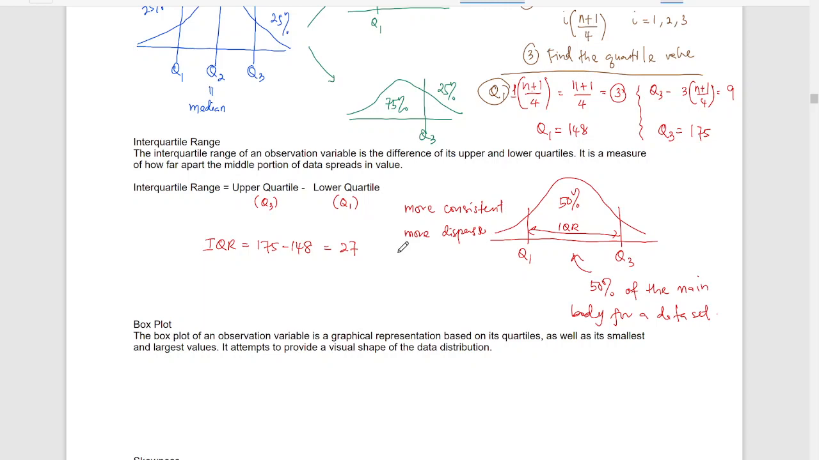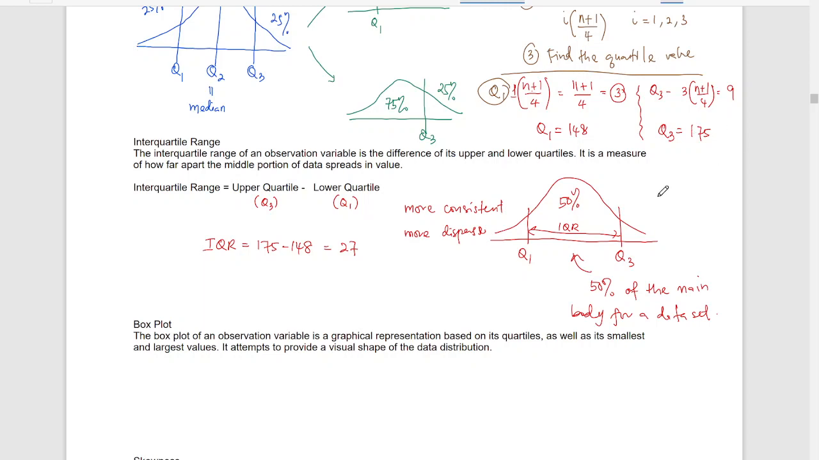Contohnya kita ada IQR A 27, IQR B 48. So that means IQR A lebih kecil daripada IQR B. Which means that the data distributed in group A is more consistent compared to group B, because the IQR in group A is smaller than the IQR in group B. Okay, so itu sebagai satu contoh. That is basically what it means by interquartile range.